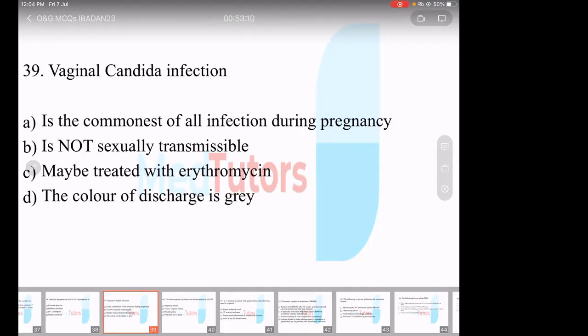Then D, the color of the discharge is gray. When it is a complicated infection, then erythromycin can come into play. The color of discharge is not gray. It is often white, with a cottage cheese appearance. So the only wrong answer here is A, and the answer is A.